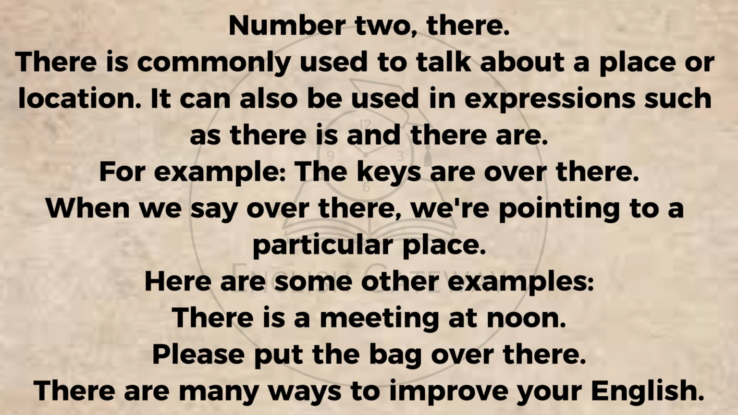Number 2, there is commonly used to talk about a place or location. It can also be used in expressions such as there is and there are. For example, the keys are over there. When we say over there, we're pointing to a particular place. Here are some other examples. There is a meeting at noon. Please put the bag over there. There are many ways to improve your English.